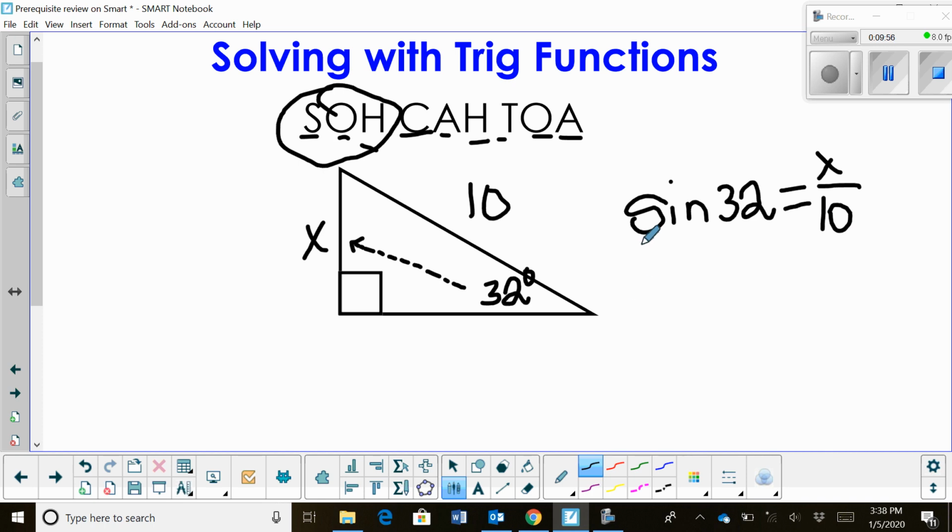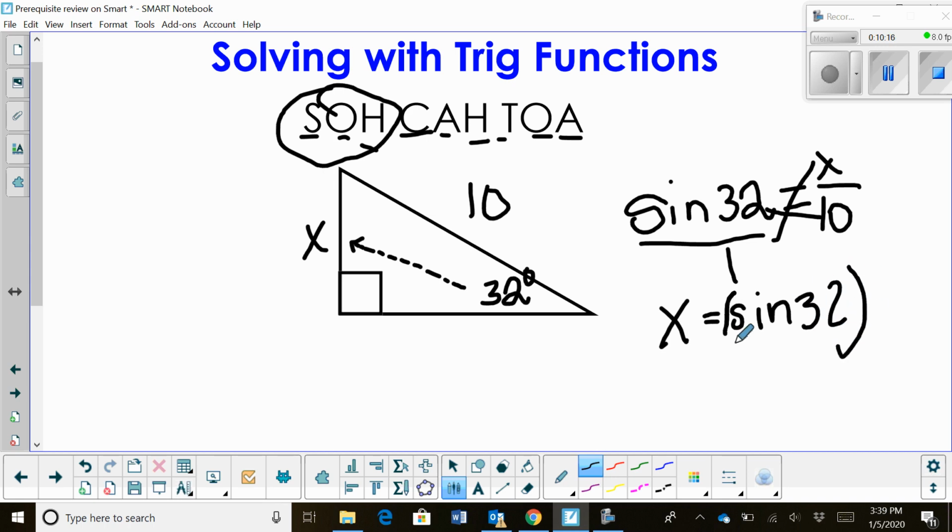Then you're going to grab your calculator. You're going to change the sine of 32 to a decimal, and you're going to multiply it times 10, because I'm just going to basically treat this as a proportion. So x is equal to sine of 32, and then get that full answer times 10. So make sure you find the sine before you multiply by 10. And that's how you'd set that first one up.